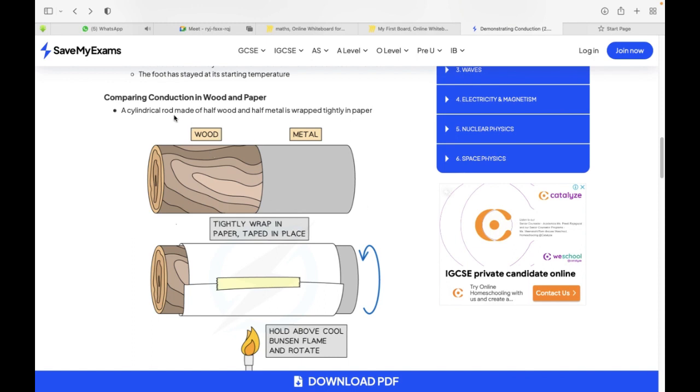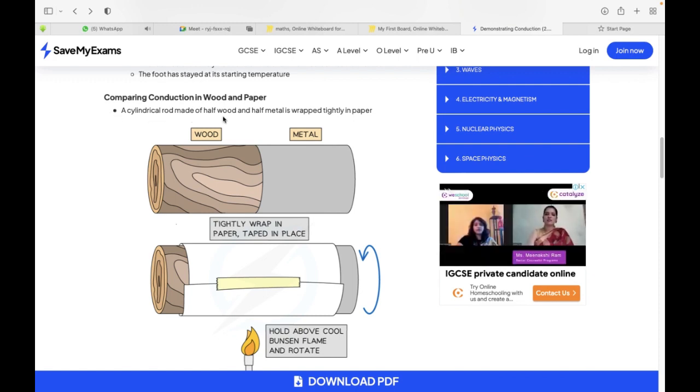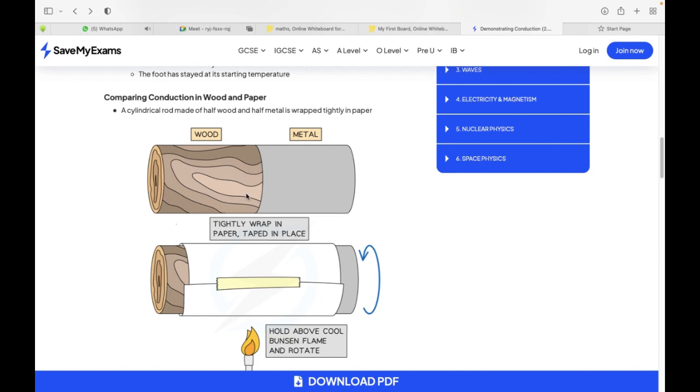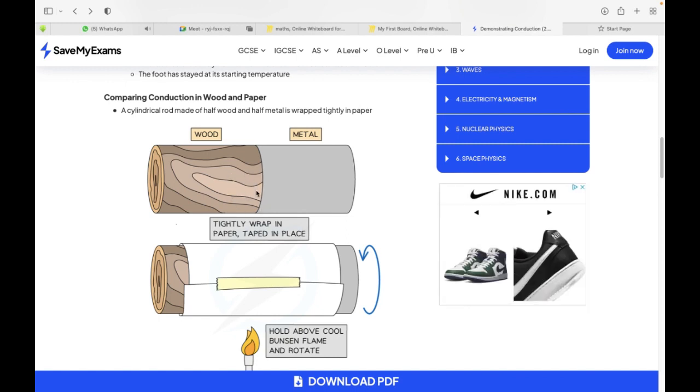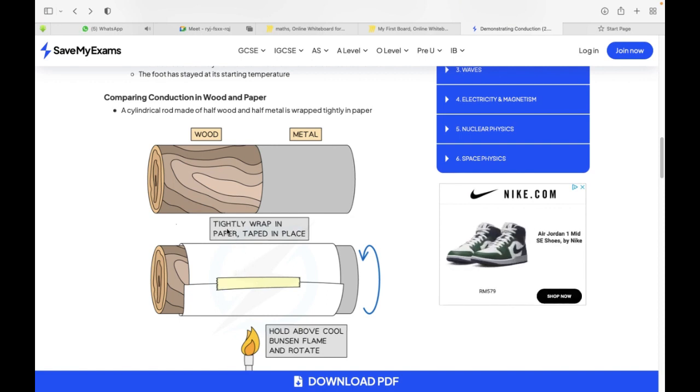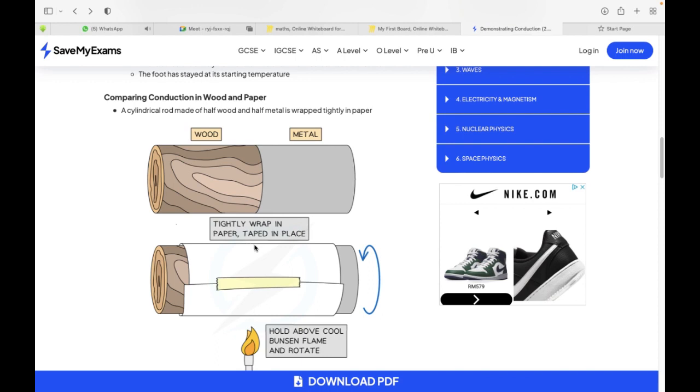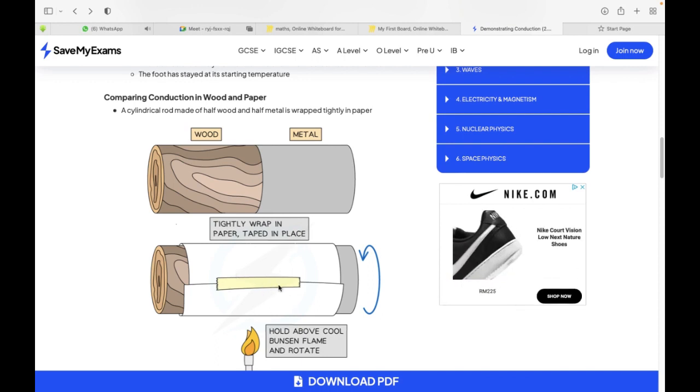You know the shape of a cylinder, right? So a cylindrical rod made of half wood and the other half metal is wrapped tightly in paper. We use paper to wrap them, okay? It's tightly wrapped in paper and taped in place. You can use sellotape to hold the paper so that it doesn't fall off.